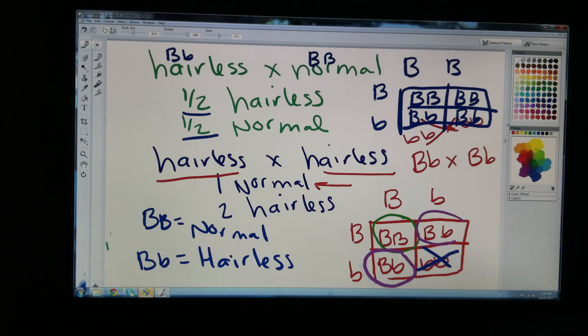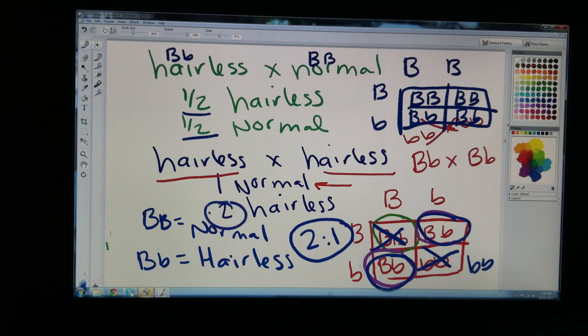Now, if they had told us that the ratio was a 2-to-1, that would have told us, well, here's the 2, and then little b was viable, and the lethal would have been the first one. But because the 2 was second, it lets us know that the lethal combination is the homozygous recessive.